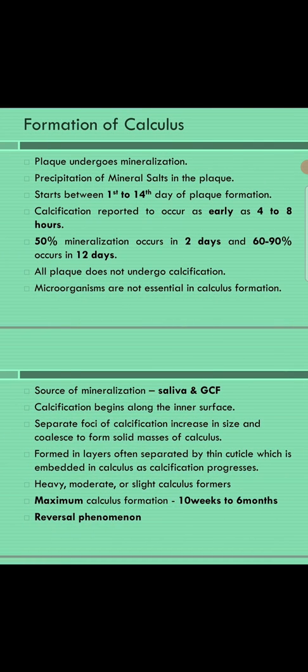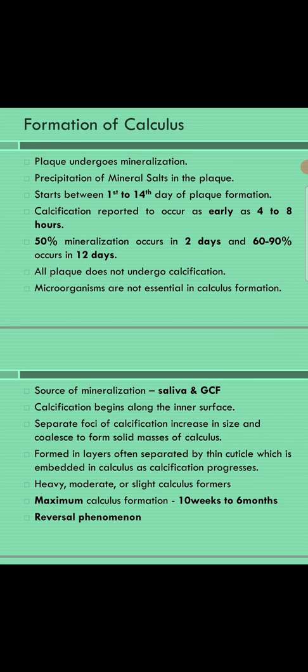Next, the source of mineralization in supragingival plaque is the saliva. In subgingival plaque, the source is the gingival crevicular fluid. Now, the calcification begins along the inner surface. The spherical foci of calcification increase in size and coalesce, meaning fuse, to form solid masses of calculus. The calcification occurs in layers, separated by a thin cuticle which is embedded in the calculus as calcification progresses.